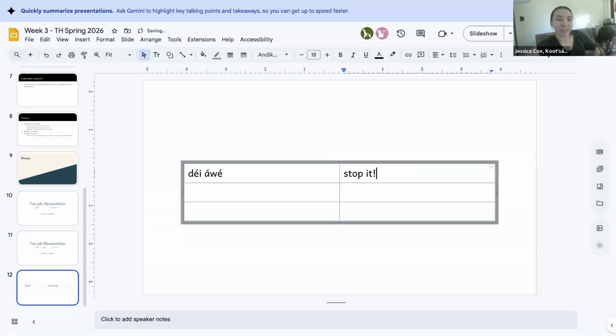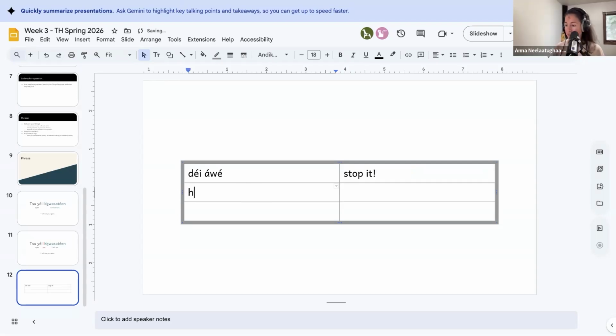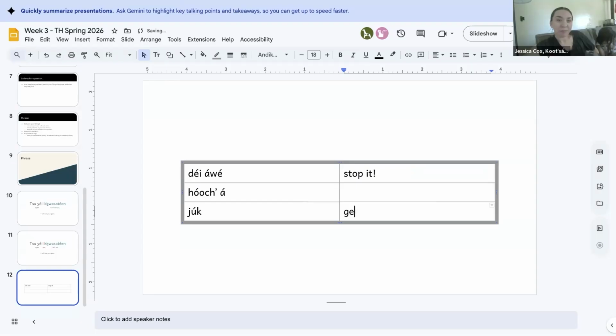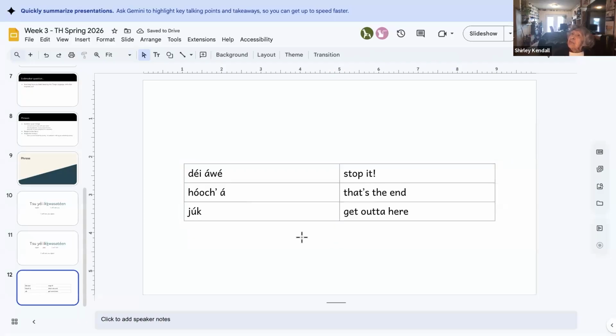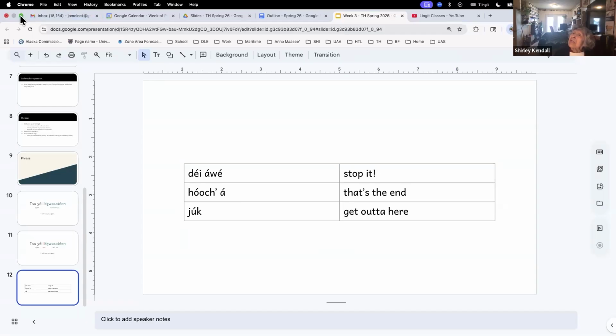We didn't hear a lot of Tlingit growing up. My grandfather refused to speak it completely, but my grandma was real big on the day away, the hoocha, and the juk. Yeah, stop it. That's a favorite phrase. Yeah, they're in the Say It in Tlingit book. That's one of the phrases that's on the list.